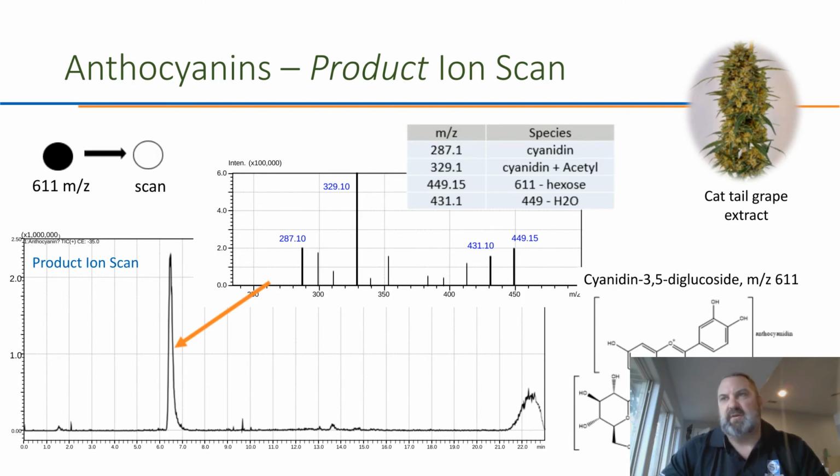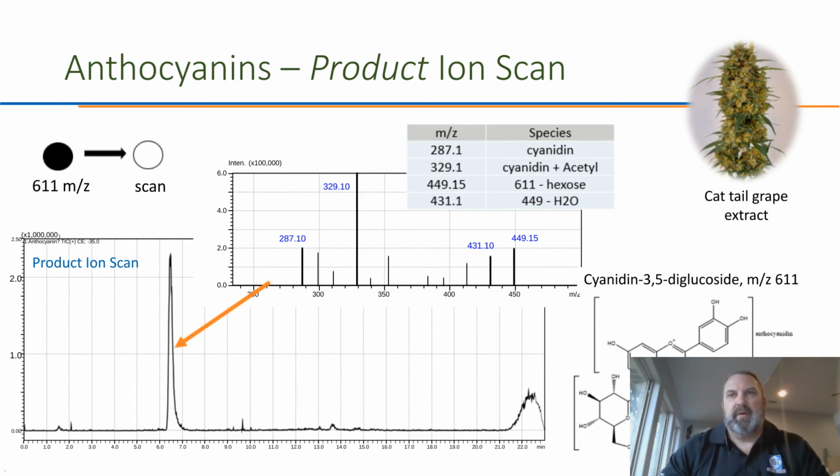So we see a signal whenever we get this thing coming through. Again, the method's changed a little bit, so the time is a little bit different here. But when we see the 611 come through, we can fragment it, and then we can see that we generate a series of diagnostic fragment ions that are consistent with that cyanidin 3,5-diglucoside, and then can say, okay, indeed, that this is quite a large species in the anthocyanin.